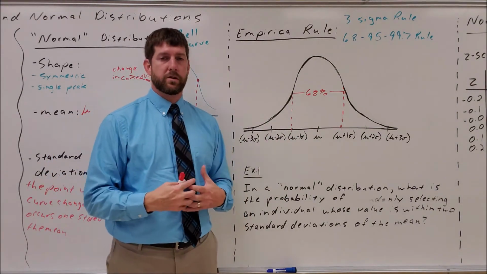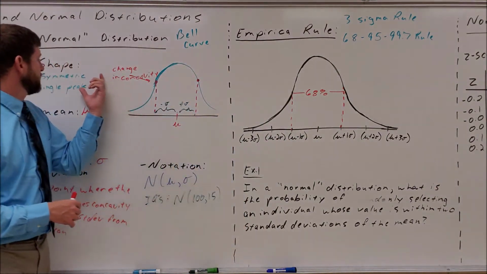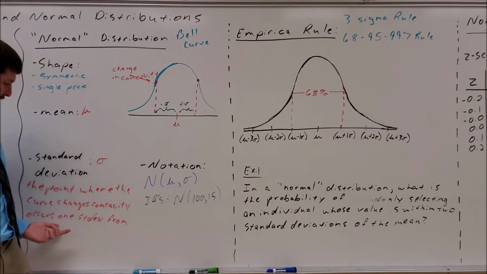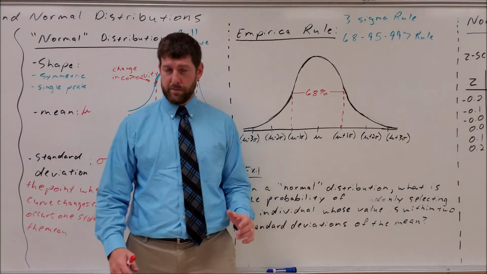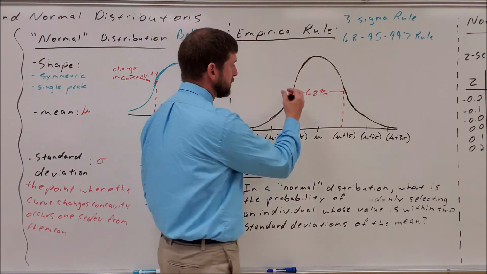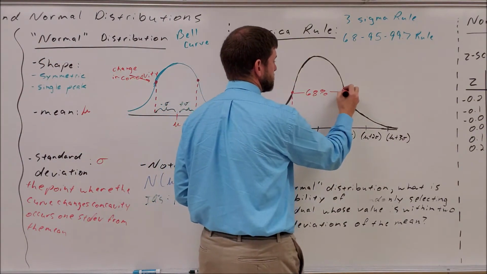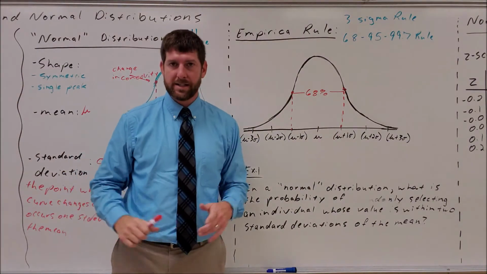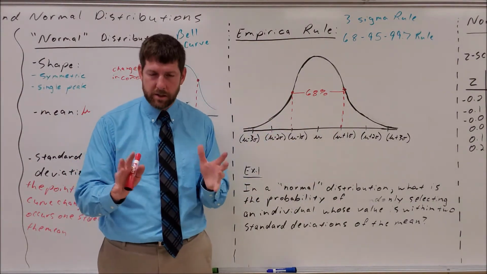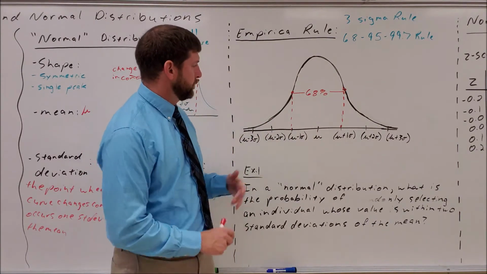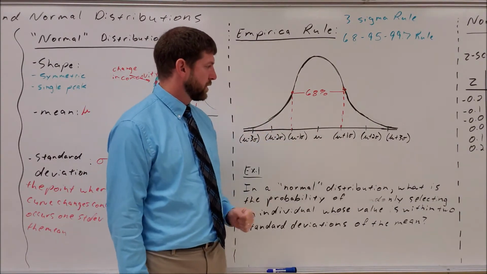So if it's normally distributed, that means it's single peaked, it's symmetric, the change in concavity is 1 standard deviation from the mean. Then between those 2 concavity points, the change in concavity points, approximately 68% of all of the data in the distribution will fall within. 68% will fall between those 2 numbers.